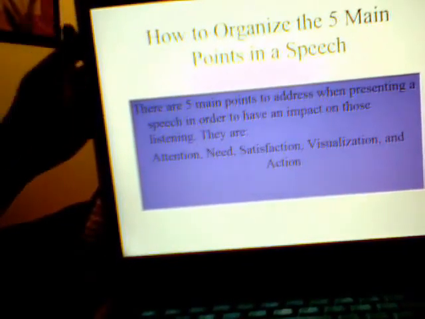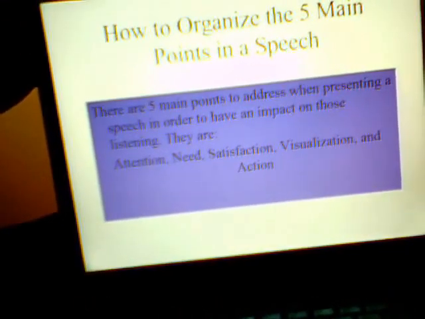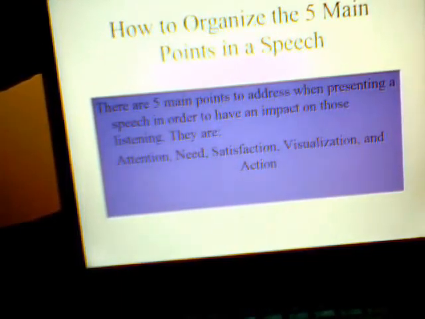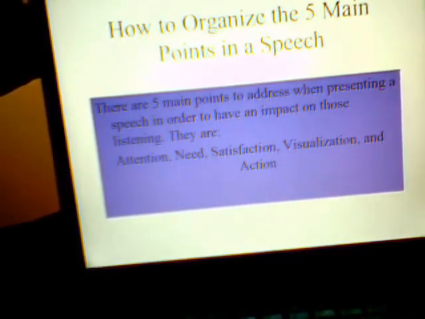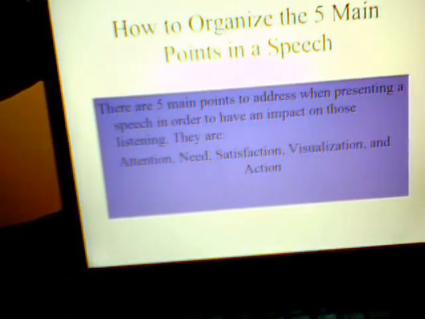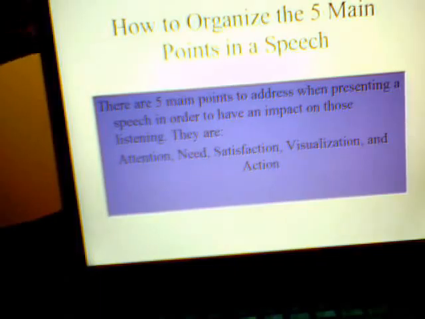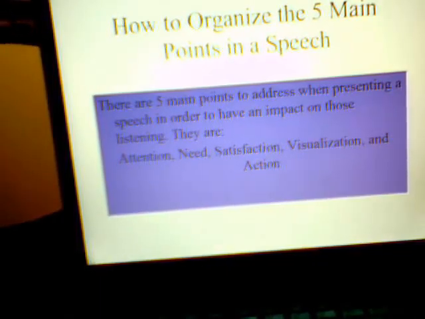How to organize the 5 main points in a speech. There are 5 main points to address when presenting a speech in order to have an impact on all those listening. They are attention, need, satisfaction, visualization, and action.